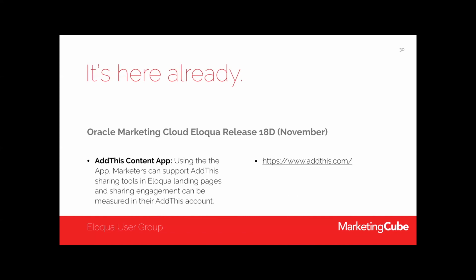Add This, I'm curious if anyone's actually had to play with this. The Add This content app basically enables you to add the Add This social buttons to your Eloqua landing pages, not email at this stage is my understanding, just simply to landing pages.